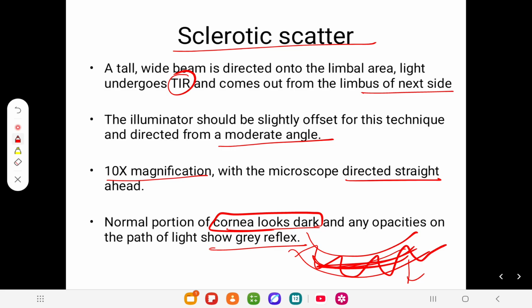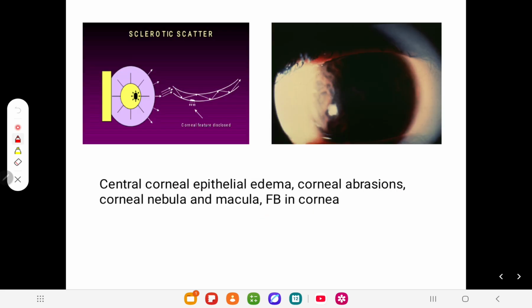So that's why we can see edema easily in sclerotic scatter. If there is no edema, then light cannot be thrown out of the cornea, and if there is edema, light is thrown out of the edema, isn't it? This is the concept. Very simple. So we say corneal epithelial edema, corneal abrasion, corneal nebula, macula, nebular opacity or macular opacity, foreign body in the cornea. It's very easy.